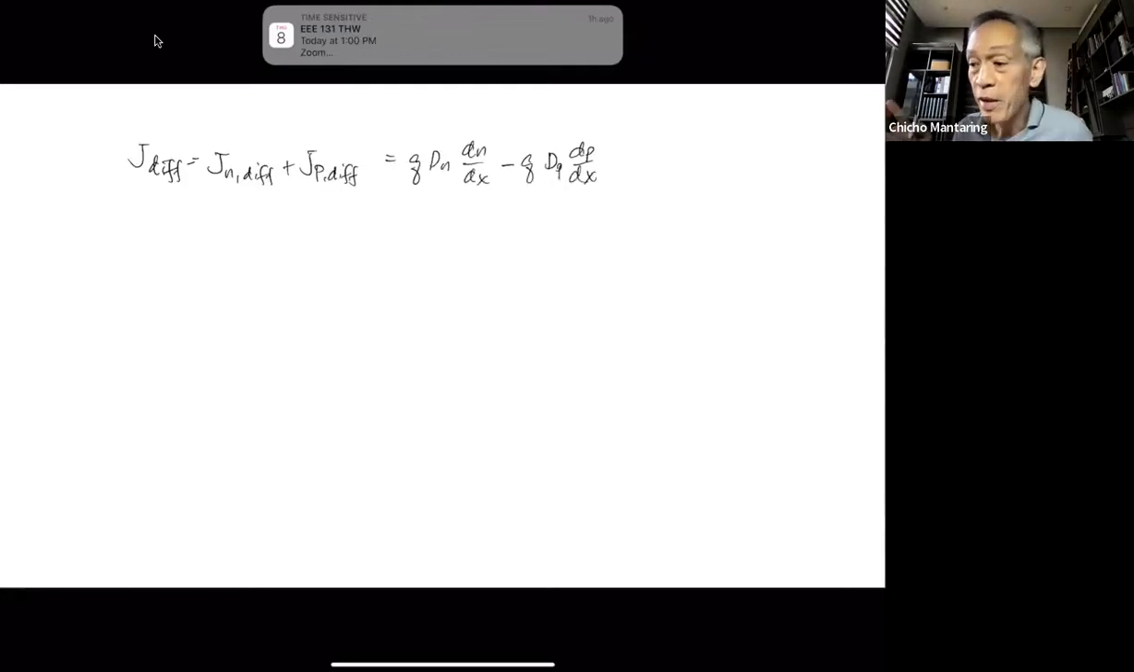Now, if you have diffusion in the presence of an electric field, now you have your total current density, and that's going to be equal to your drift current density plus your diffusion current density. I'm going to stop there.